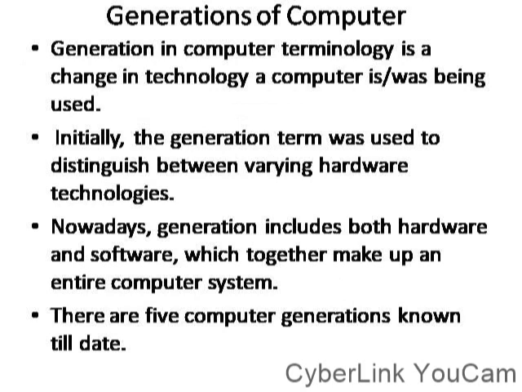Generation in computer terminology is a change in the technology a computer is being used. Initially, the term generation was used to distinguish between varying hardware technology. Nowadays, generation includes both hardware and software, which together make up an entire computer system. There are 5 computer generations known till date.